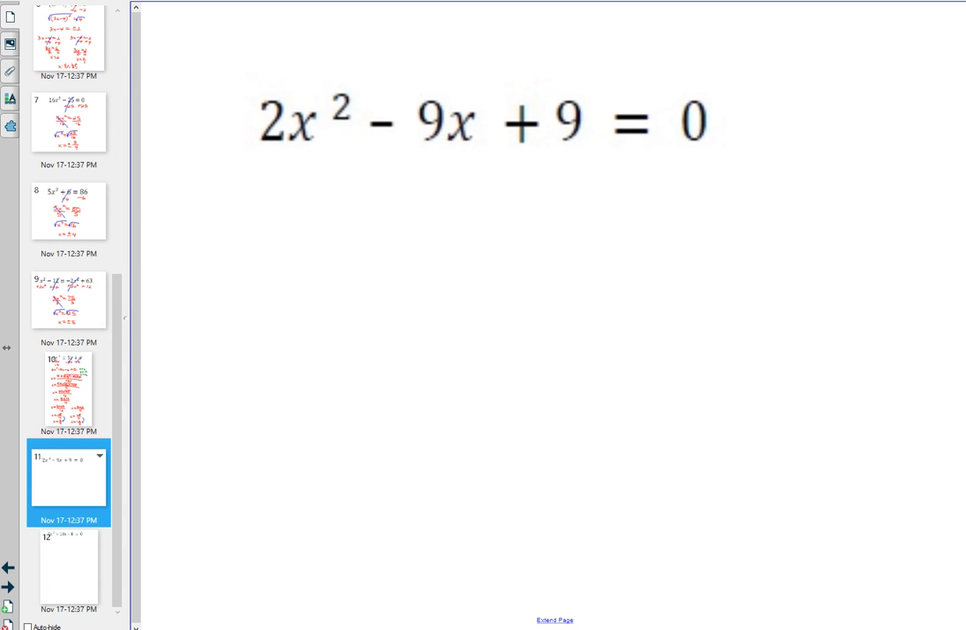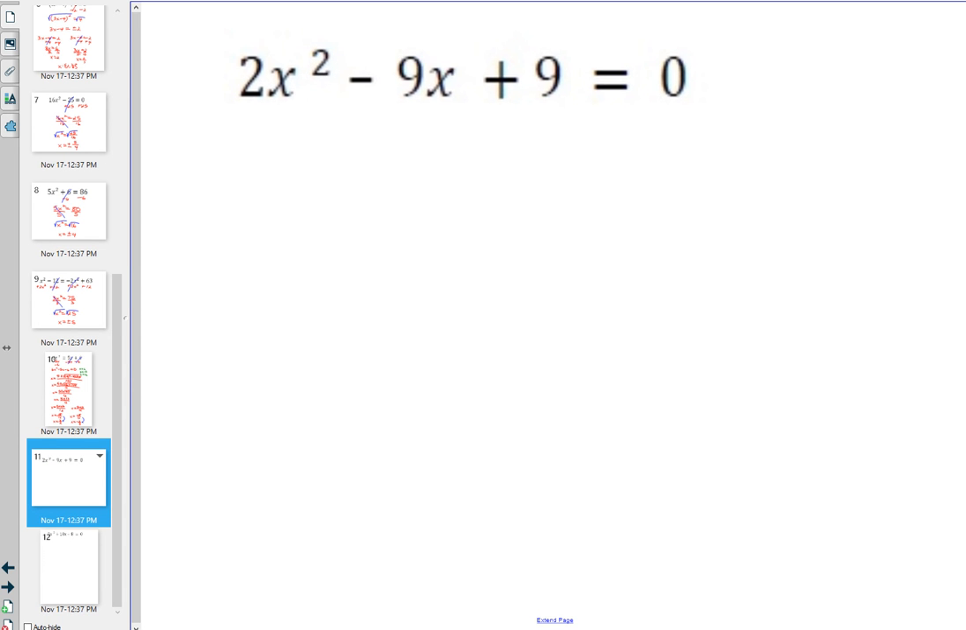Vicente, what would A be if we're gonna use quadratic formula? It would be what? He said 2. Okay, thank you. How about B? He said negative. Okay, and what's C?